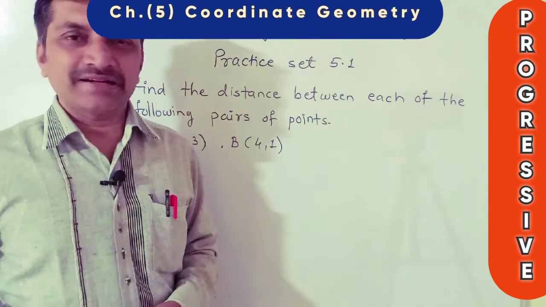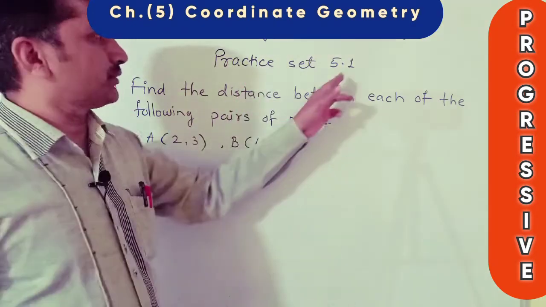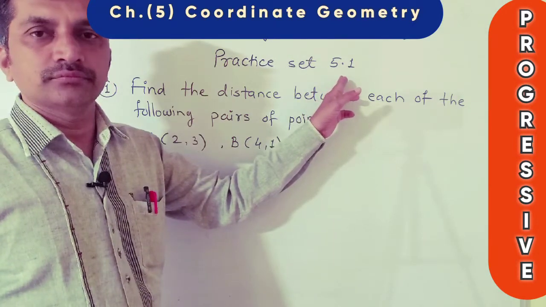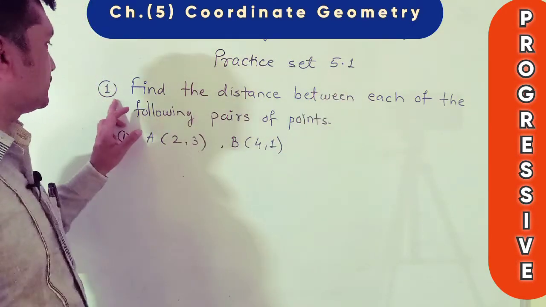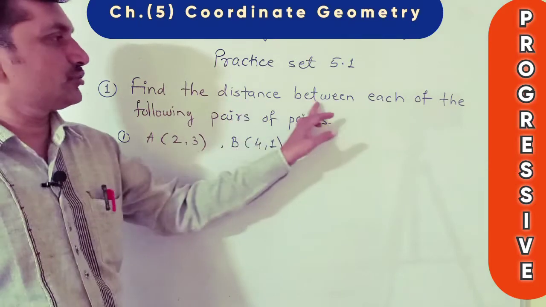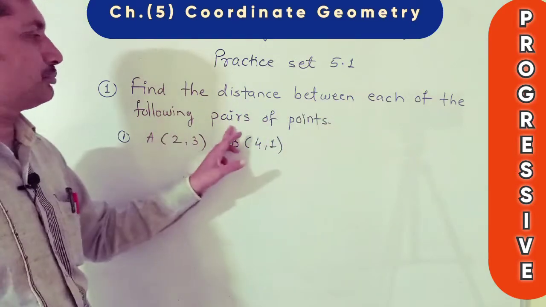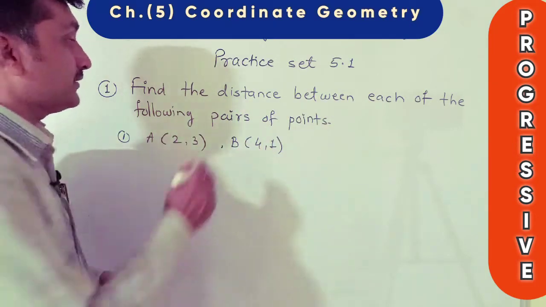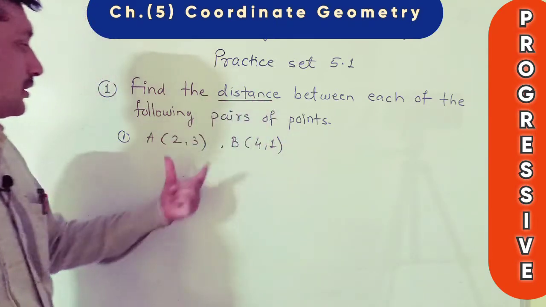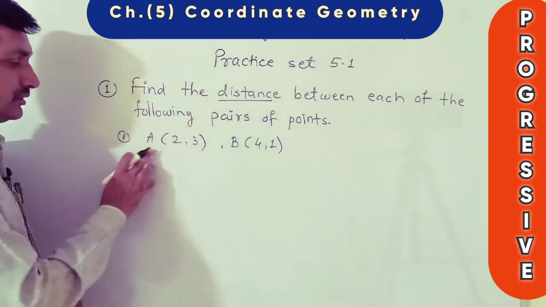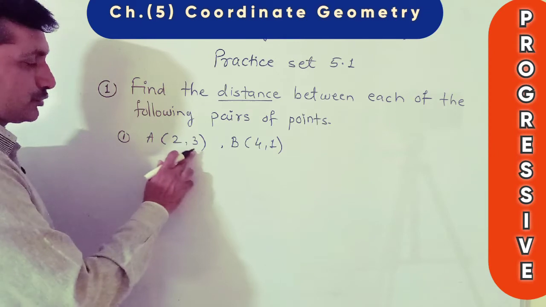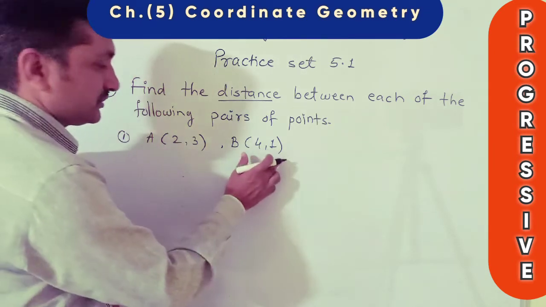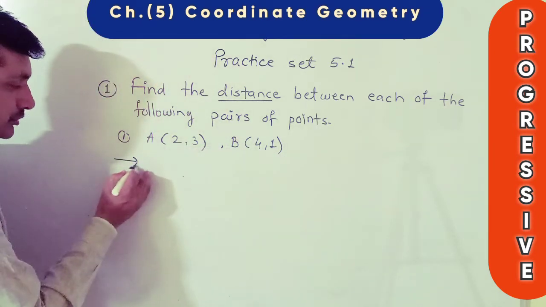Now let's start practice set 5.1. The first question is, find the distance between each of the following pairs of points. We have to find the distance. Now here points are given. First example, A(2, 3), B(4, 1). These are the coordinates. Now the solution.